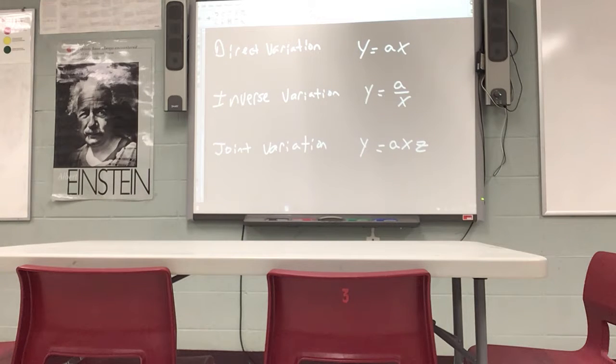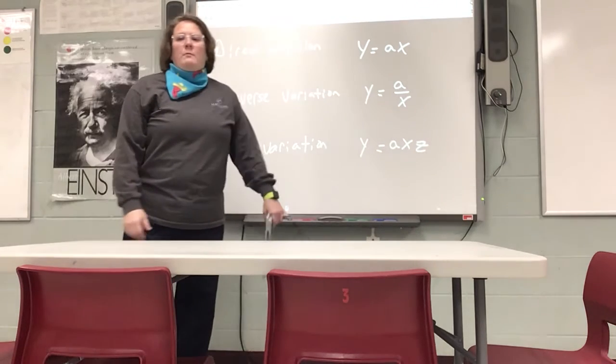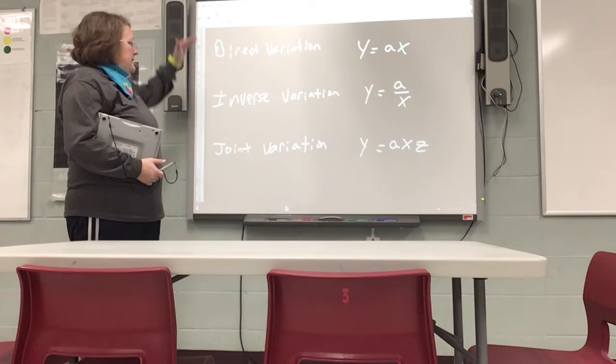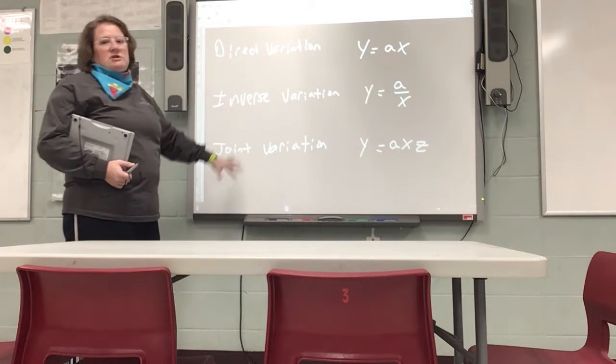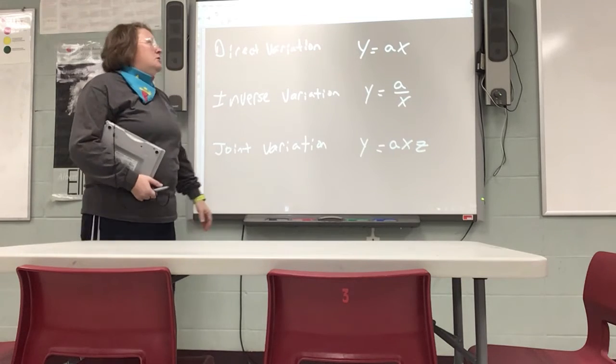Okay, so this is the lesson for Tuesday, the 19th. We're getting into our unit on rational functions, and we know rational can be written as a fraction, so that's what we're going to be looking at, functions that are written as fractions. And so the little opening lesson for us here today introduces three different types of variation. We have direct variation, inverse variation, and joint variation.